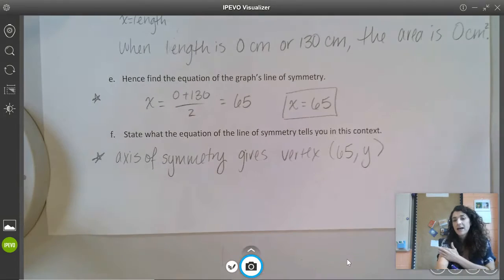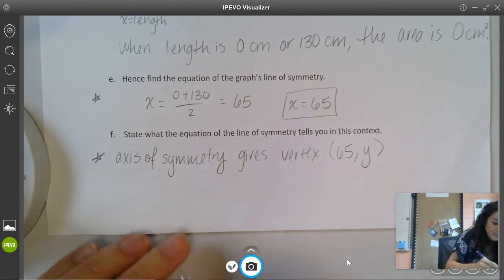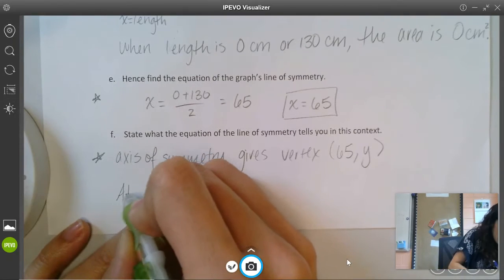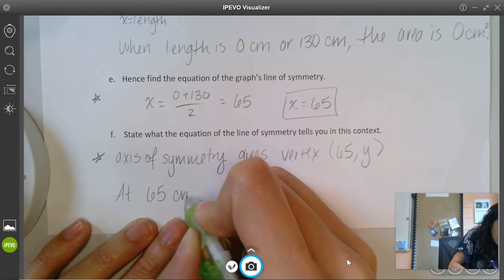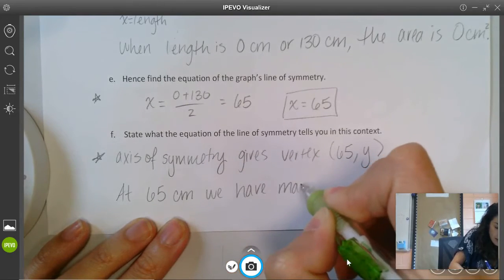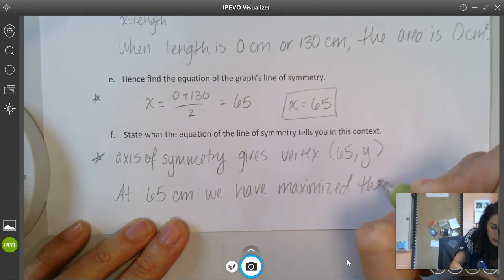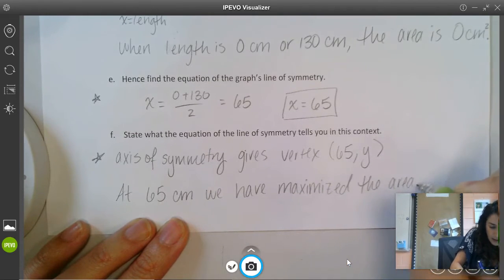And so that's what the axis of symmetry tells us: it tells us at what x value we have the vertex. Whether we're talking about a maximum or a minimum, the axis of symmetry tells us when we will have optimized or maximized or minimized this situation. So at 65 centimeters, we have maximized the area.